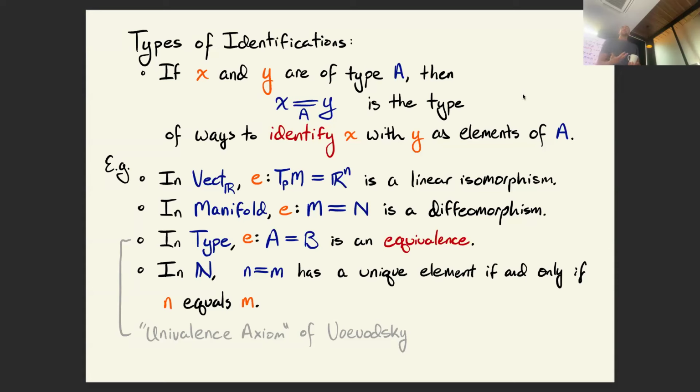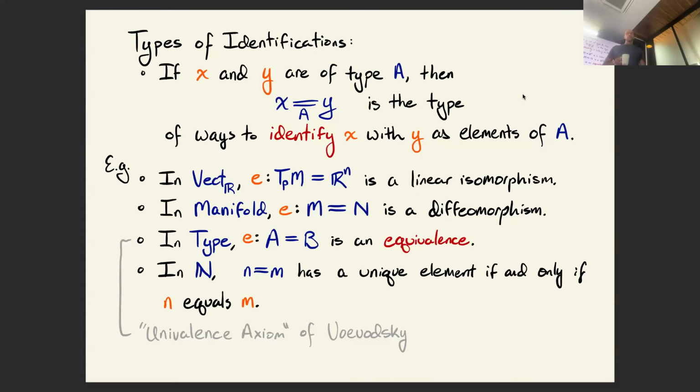So we have a type of those, and such a thing gives us a way of identifying one vector space with another. Similarly, if we want to identify manifolds, we would use diffeomorphism. If we want to identify types, we would use a notion of equivalence, which is very much a literal translation of the notion of one-to-one correspondence into type theory. So it's a one-to-one correspondence between types, as an equivalence.